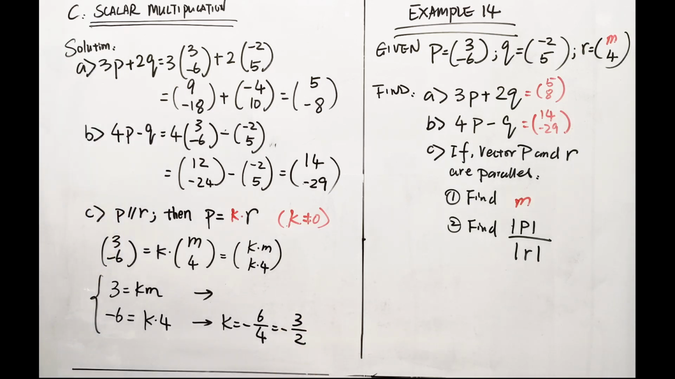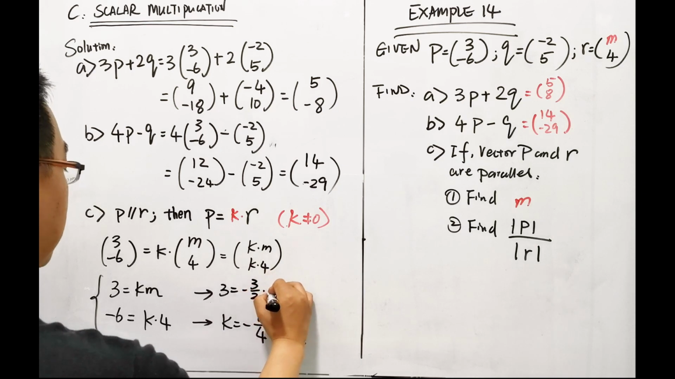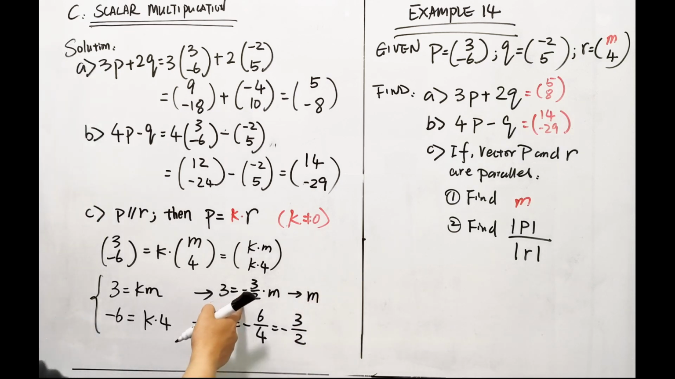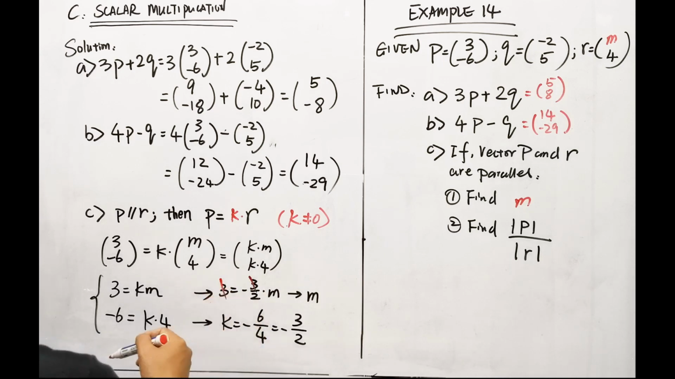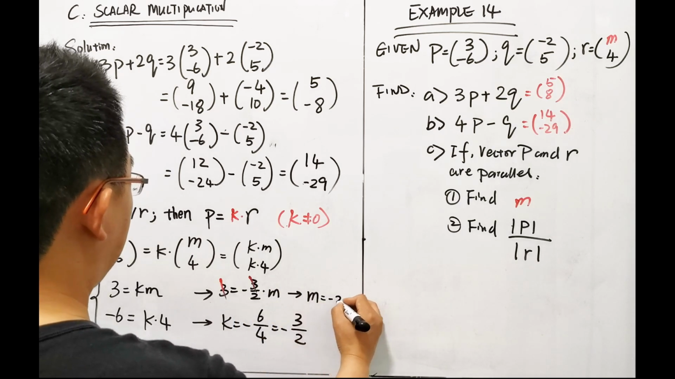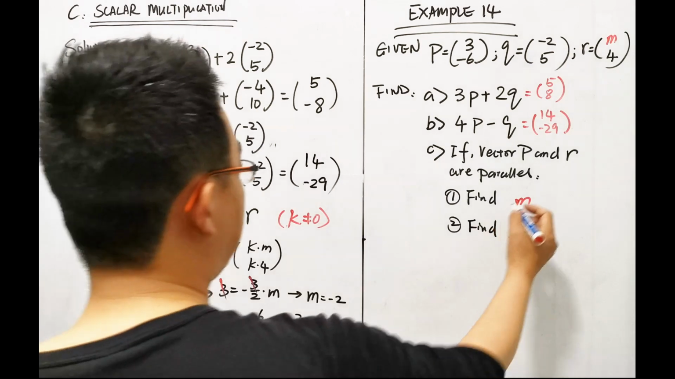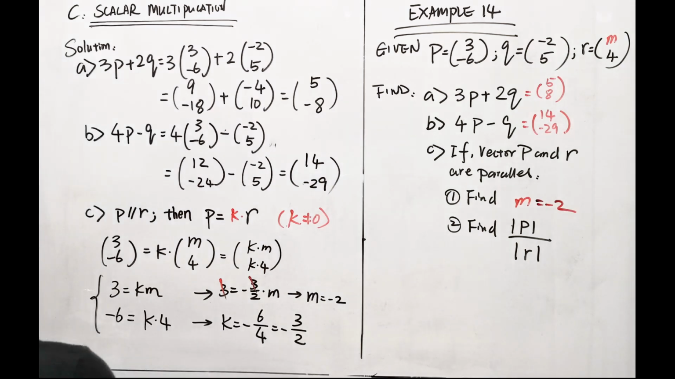We found K. Now, since we found K, let's bring in K. 3 equals minus 3 over 2 times M. So what is M? The 3 and 3 we can cancel out, right? Then we multiply both sides by minus 2, and they cancel each other. So we will say it is minus 2, right? Now we get an answer. The answer is M equals minus 2, right? Okay, so from here we know it is minus 2.